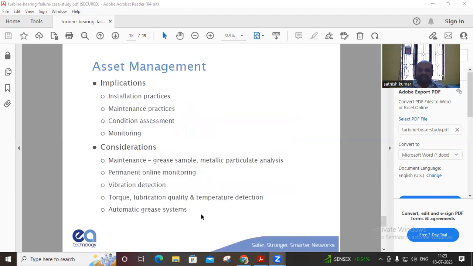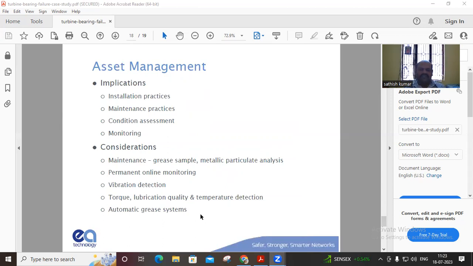Finally, we have to consider all these implications: installation practices, maintenance practices, condition assessment, monitoring. Nowadays, all the machines are monitored through condition monitoring. There is a continuous system which takes the health of the machine or any parts that are running or rolling, and it informs the operator that there is a wear or a problem or a noise or some other mishap in the system, monitored 24/7 nowadays.